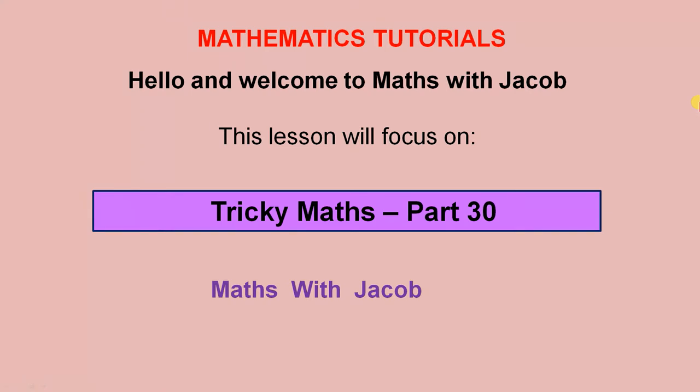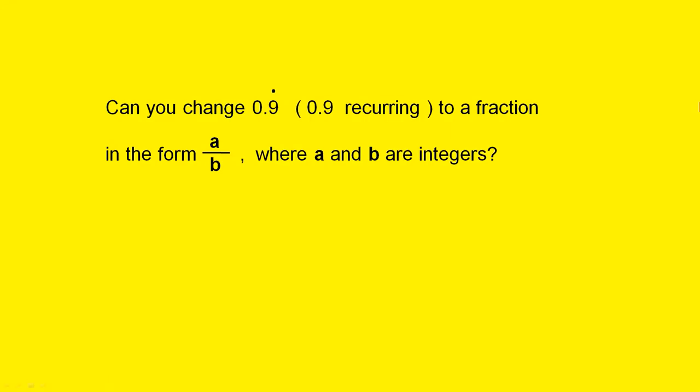This lesson will focus on Tricky Maths Part 30. Can you change 0.9 recurring, where the little dot on the top means the 9 keeps continuing on forever, to a fraction in the form a over b, where a and b are integers? In other words, a and b have to be whole numbers. So can we change this decimal here to a fraction where a and b are whole numbers?